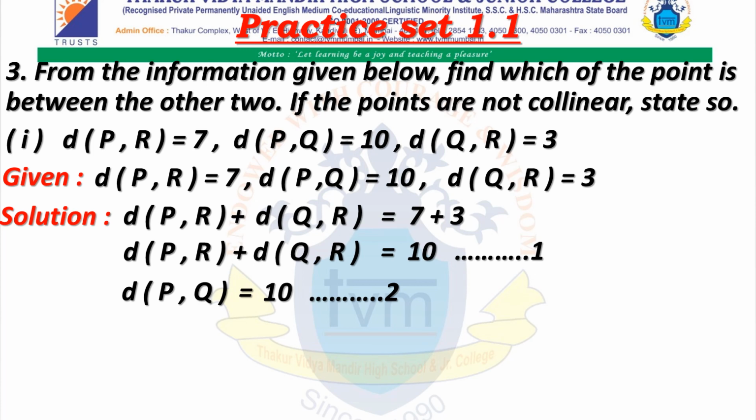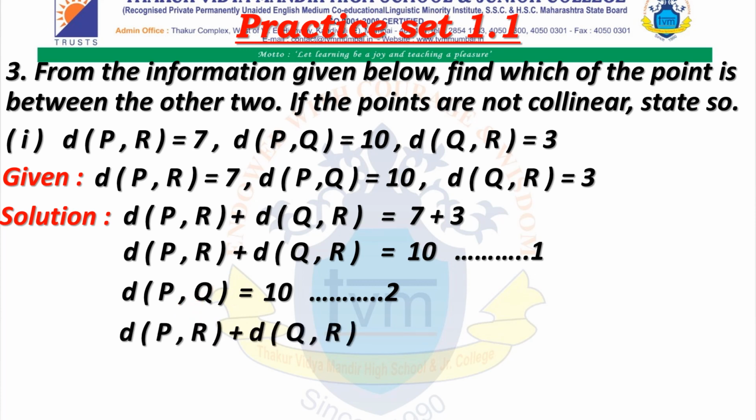Now here we will see equations 1 and 2. You can look, equation 1 is over here and equation 2 is over here. The right hand side of equation 1 is 10 and the right hand side of equation 2 is also 10. It means the right hand sides of both the equations are equal. And we know that if the right hand sides of any two equations are equal, then their left hand sides will also be equal to each other.